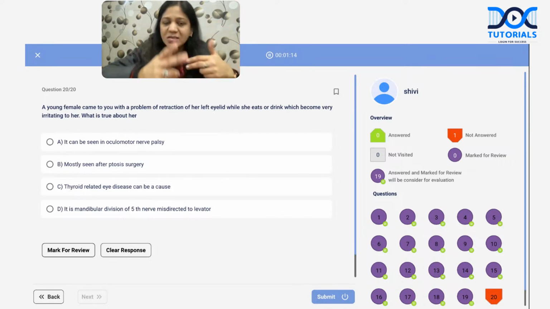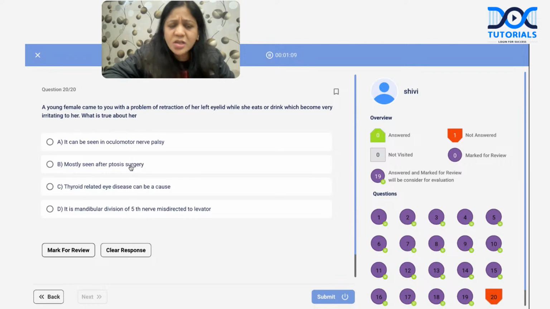It's actually a cross connection. It's also a misdirection, we can say. Mostly seen after surgery? No, surgery is not related. It's a congenital condition. Thyroid related eye disease? No, it's not related. They are trying to confuse you, saying retraction means thyroid. No, it's not related to your thyroid.